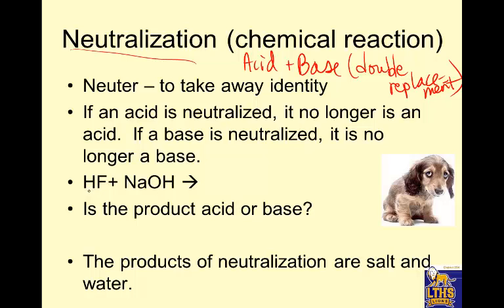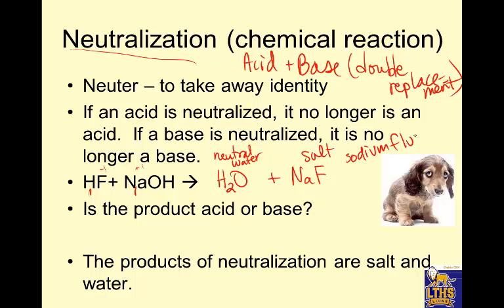Do the old switcheroo. The H changes places with the Na. So now we have H with OH. That's water. And Na with F. Sodium is a plus one from the periodic table, fluoride is a negative one, so you get NaF. When you mix an acid with a base, it does a double replacement. You get water, which is neutral, and a salt. This salt is sodium fluoride.